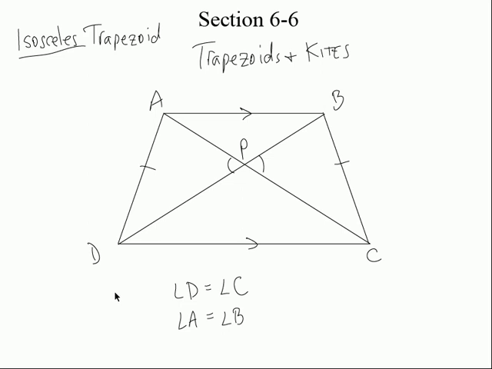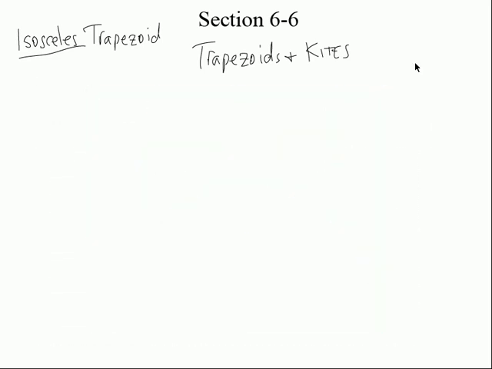Base angles are congruent. It looks like a kite. And it's isosceles. A trapezoid is isosceles if the diagonals are congruent. Okay, we just talked about that. That's enough of that. Let's go back to our regular normal trapezoid.